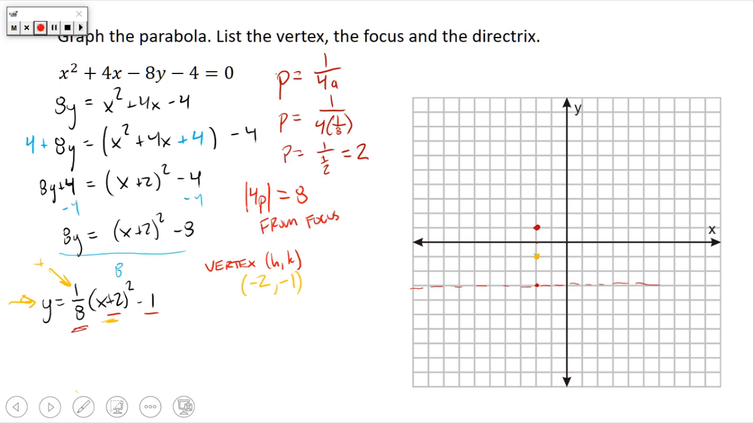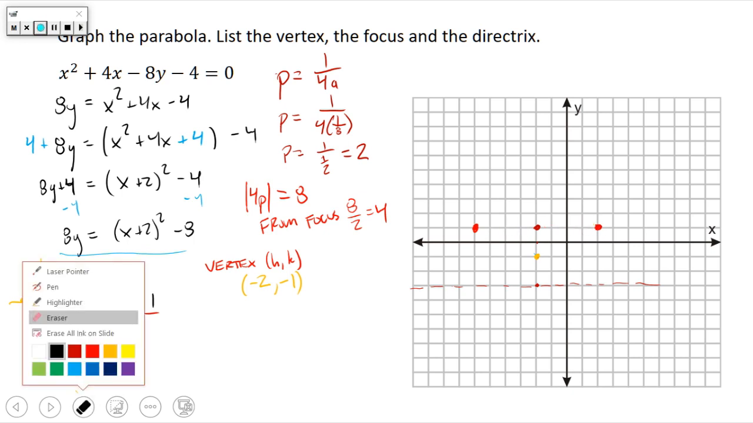if you go half of the primary focal length, so 8 over 2, if you go 4 from the focus in either direction, like this direction or this direction, you will get a point on the parabola. Meaning, if you go 4 over, that point right there and the point right here are on this parabola. That's what you know because of the primary focal length.